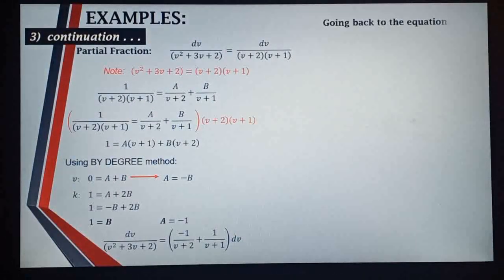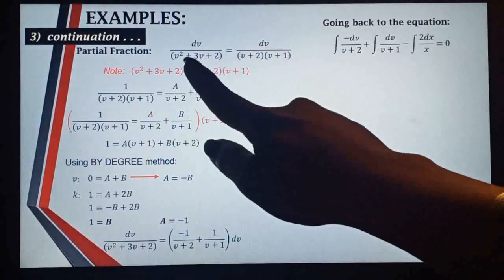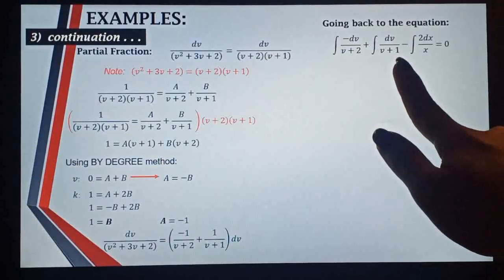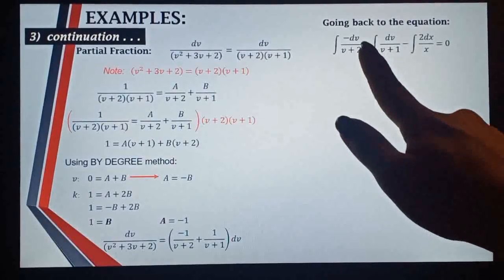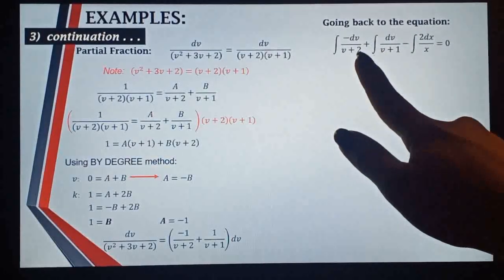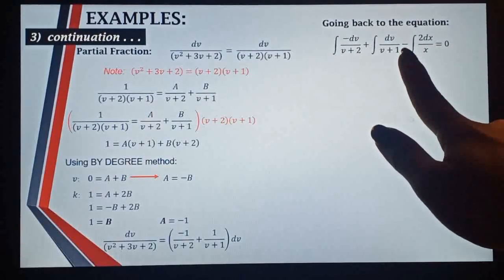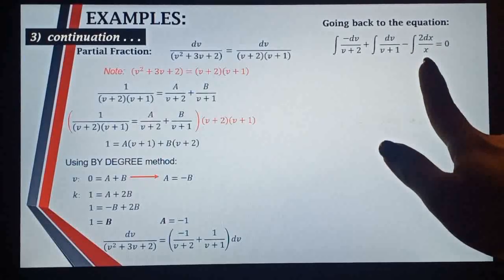Now, going back to our equation dun sa naiwan natin kanina, ito, papalitan natin siya ngayon ng two terms, which is the integral of negative dv over v plus 2 plus the integral of dv over v plus 1. Then yung naiwan kanina na minus 2 dx over x.